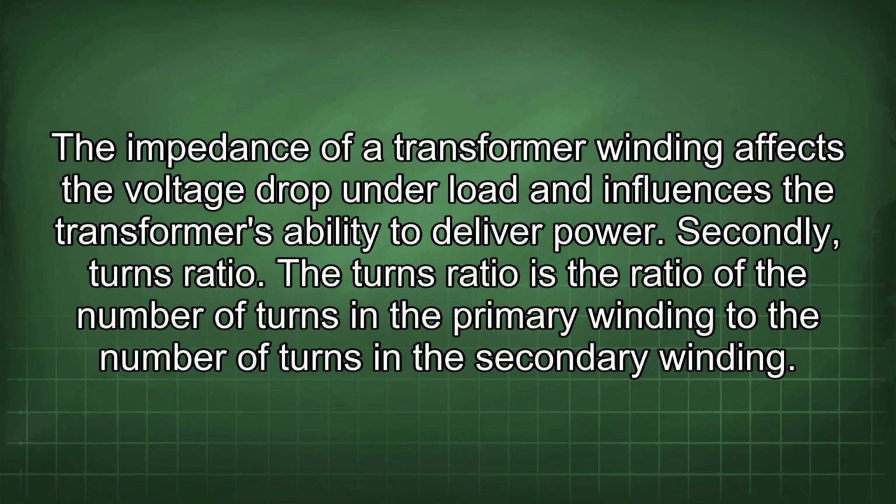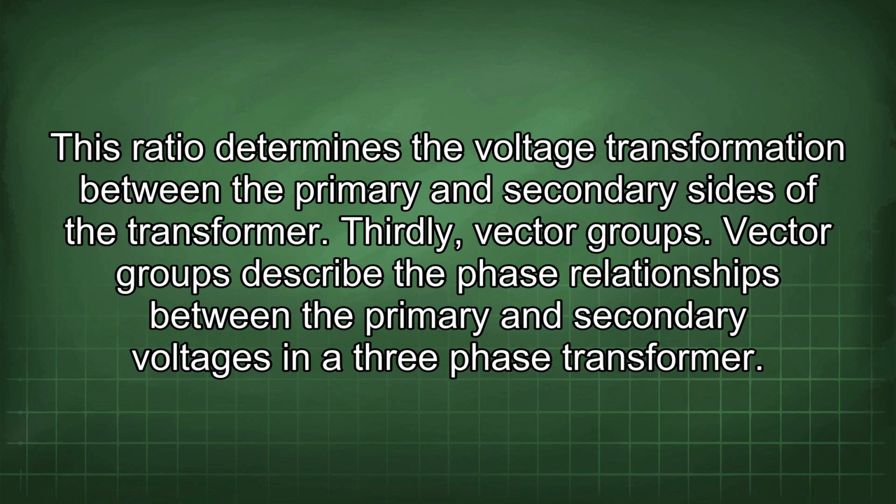Secondly, turns ratio. The turns ratio is the ratio of the number of turns in the primary winding to the number of turns in the secondary winding. This ratio determines the voltage transformation between the primary and secondary sides of the transformer.